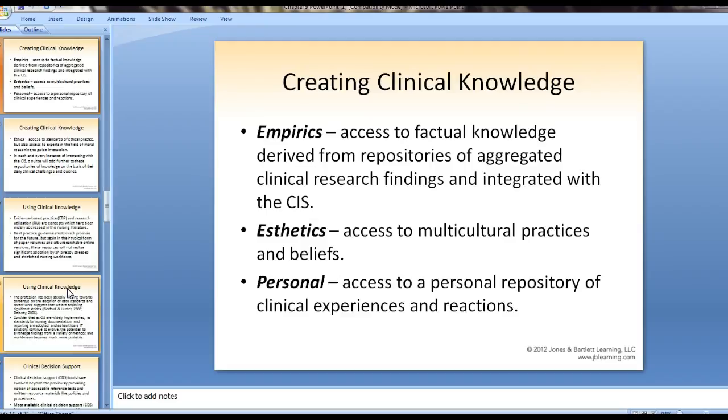Empirics. This is access to factual knowledge derived from repositories of aggregated clinical research findings and integrated within the clinical informatics systems. Aesthetics, access to multicultural practices and beliefs. And personal, access to personal repositories of clinical experience and reactions. So that's when you go back deep into your own anecdotal time to use information. Aesthetics is kind of like those sacred cows that sometimes we don't need to hang on to.